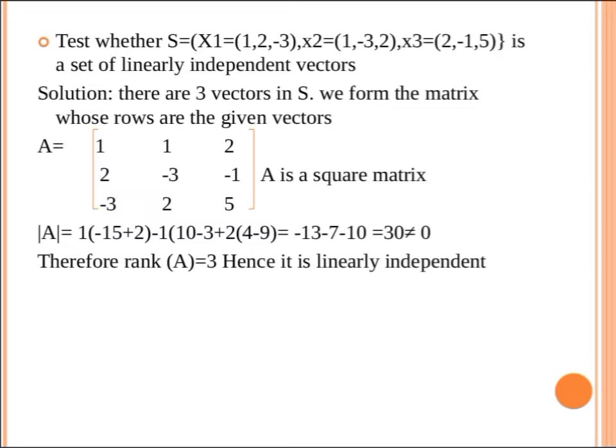So 1, 2, 3, 1 minus 3, 2, 2 minus 1, 5. And this is a set of linearly independent vectors. We have to prove that. So here we have the solution for this. This is also in the 3 by 3 matrix.